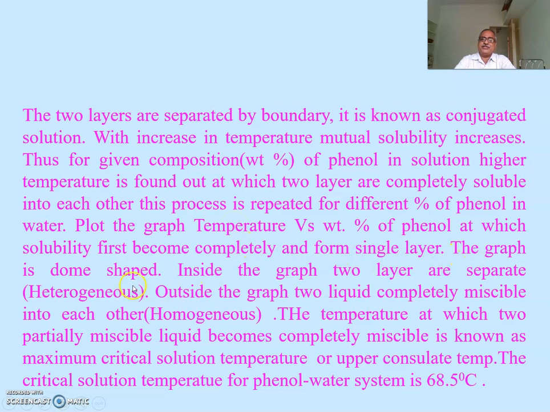The graph is dome shaped. Inside the graph, the two layers are separated, and a heterogeneous phase occurs. Outside the graph, the two liquids are completely miscible into each other, meaning you get the homogeneous phase. The temperature at which two partially miscible liquids become completely miscible is known as the maximum critical solution temperature or upper consolute temperature. The upper consolute temperature, or maximum critical solution temperature, for the water phenol system is 68.5 degrees centigrade.